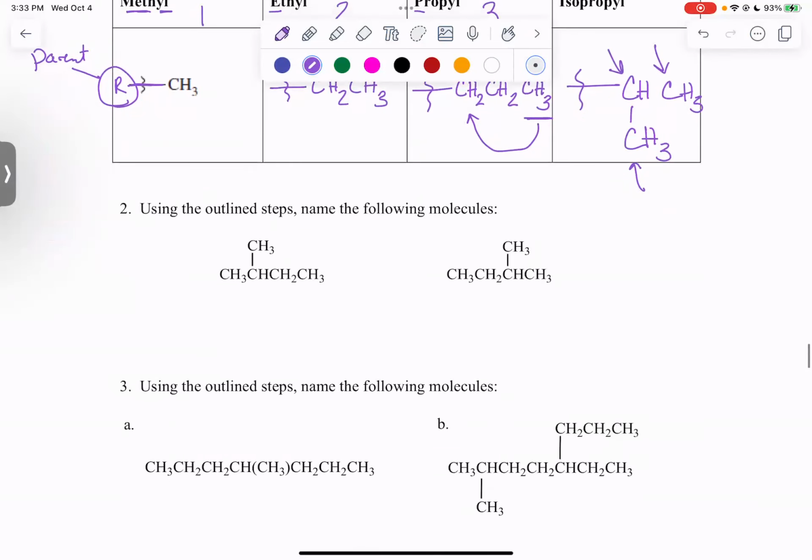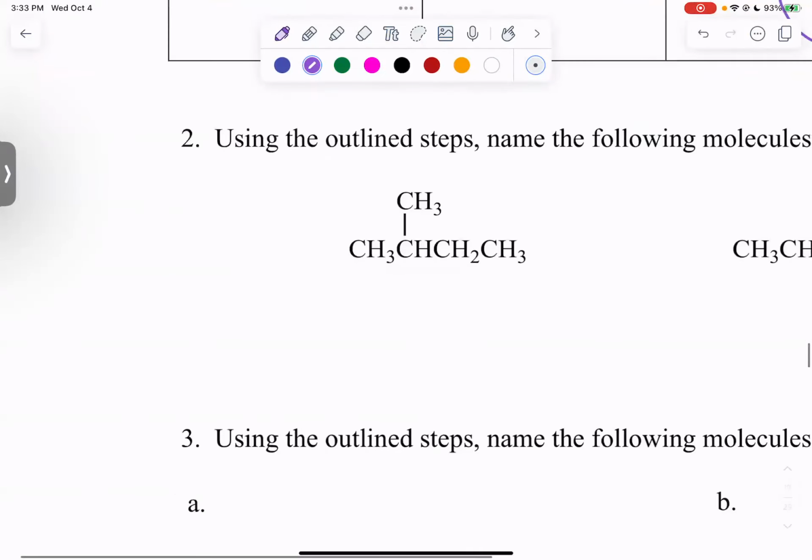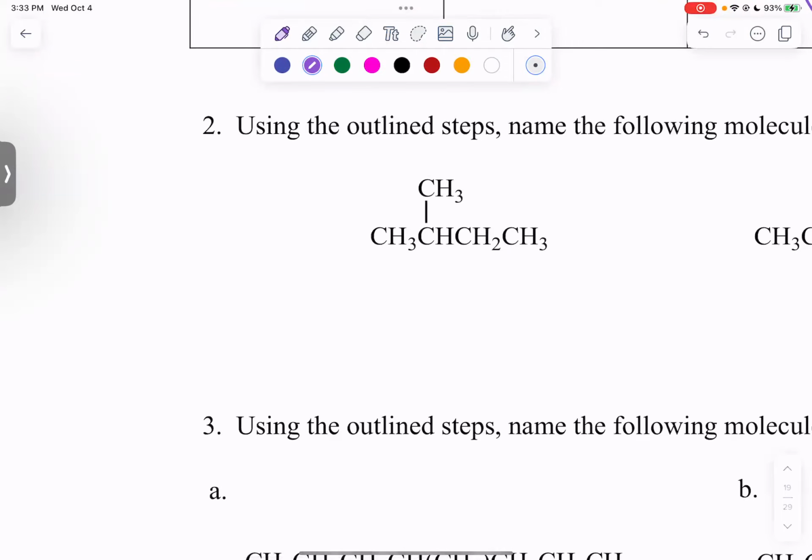Okay. Using the outline steps, name the following molecules. You need to know your steps. You have to name your molecules following the rules. So I'm going to write a shorthand version of the steps that you had earlier. The first step was to identify the parent, right? The second step was to identify the substituents. The third step was to number the parent. But you can't just number it any old way. You need to number it so that the substituents have the lowest number possible.